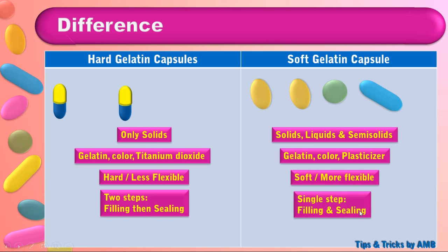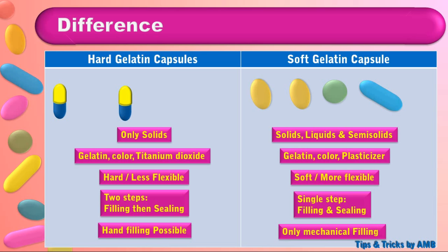The last difference is in hard gelatin capsule, hand filling is possible, while in soft gelatin capsule preparation, hand filling is not possible, only mechanical filling is possible. So these are the differences between hard gelatin capsule and soft gelatin capsule.